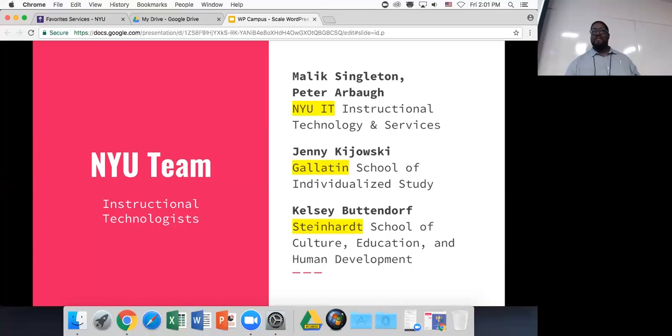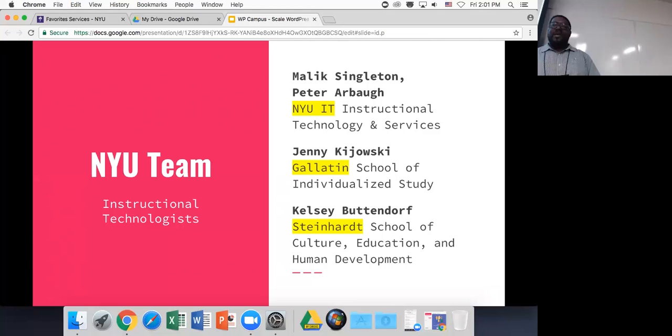And our group is myself. I'm Malik. Call me Mark. I'm Malik, and Peter and I are with NYU IT. Jenny and Kelsey are. Jenny's with Gallatin and Kelsey's with Steinhardt School. Those are two schools here.